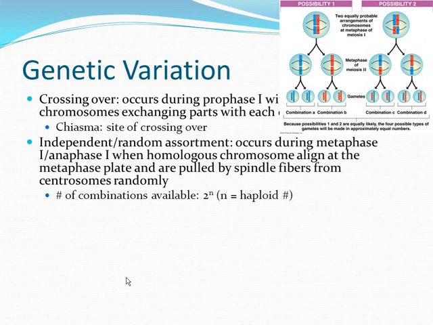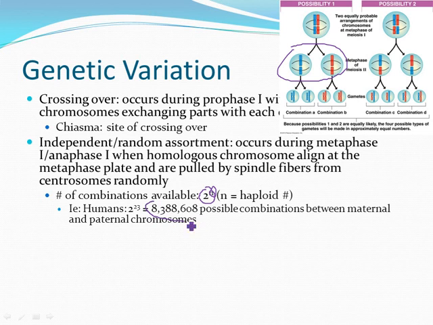The way to calculate the number of different types of combinations available is seeing how many cells you end up forming, which is 2, to the power of n, and the n is the number of haploid chromosomes you have. So in humans, they have how many? 23, yes. So it would be 2 to the 23rd, which is a huge number, over 8 million strong. So this is the different types of combinations that can possibly occur.